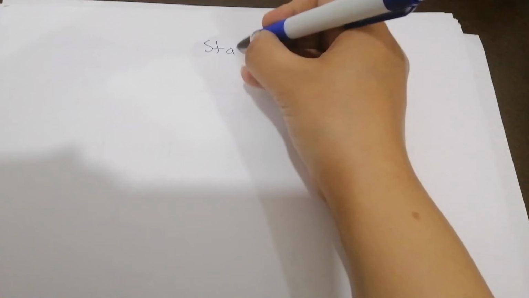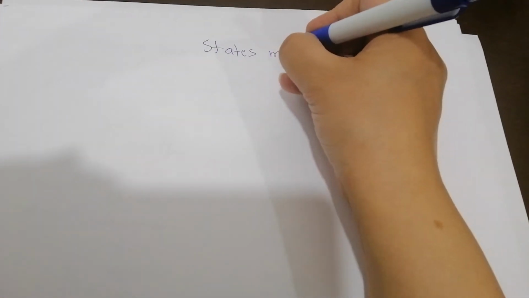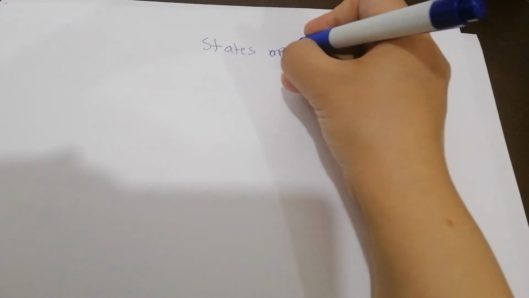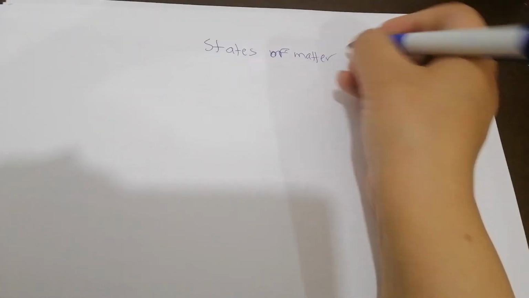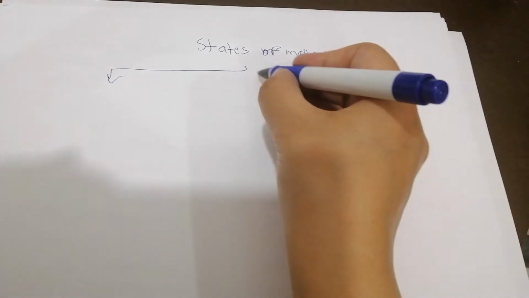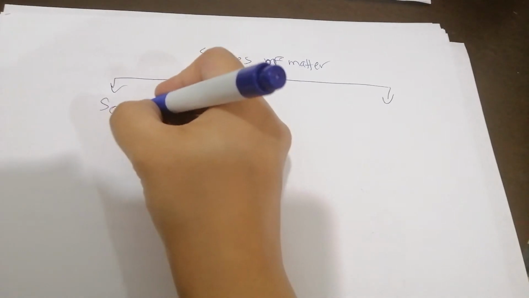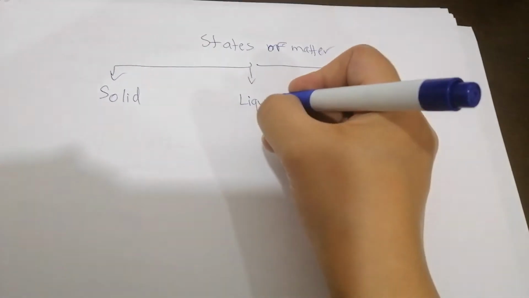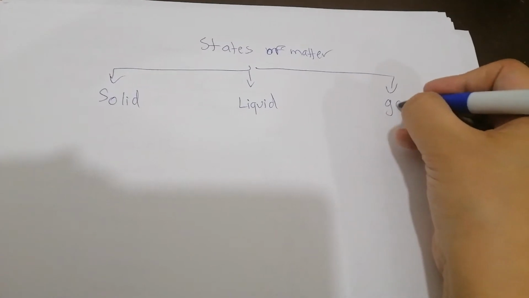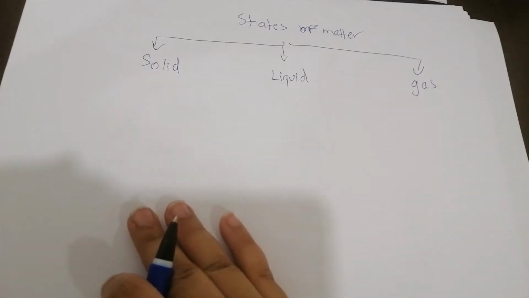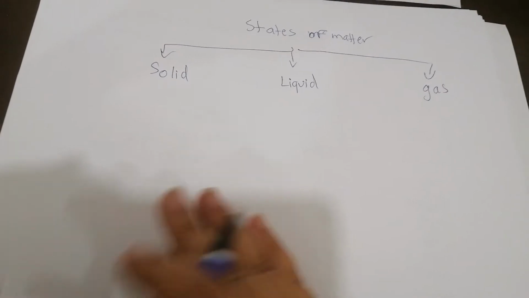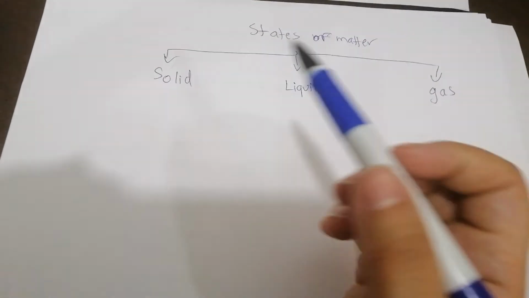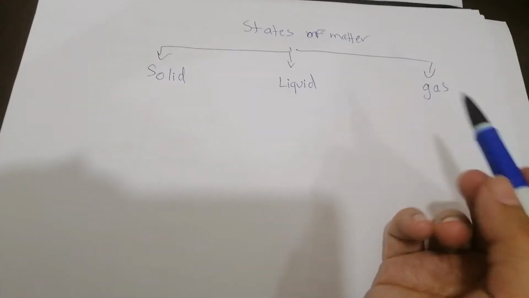Then we will discuss the states of matter. We knew now what matter is, and then what the properties of matter are. Now we need to know what the states of matter are. We have 3 states of matter. What are they? Solid, yes, liquid, and gas. What is the solid? What is the liquid? What is the gas? They are states of matter, or how this matter looks.